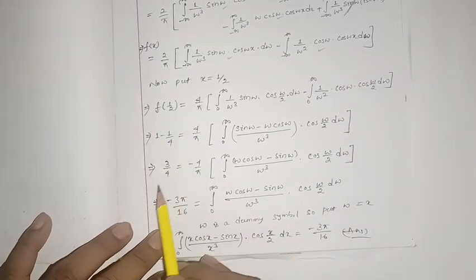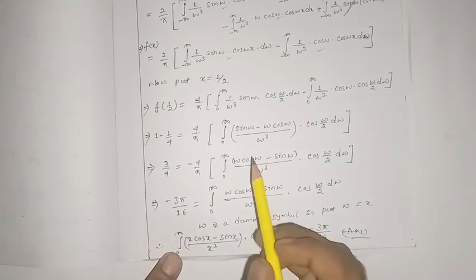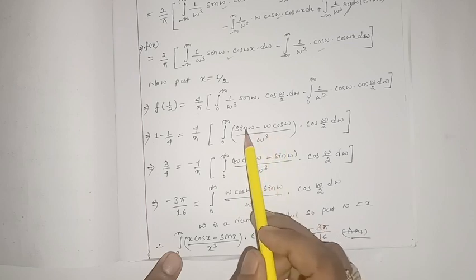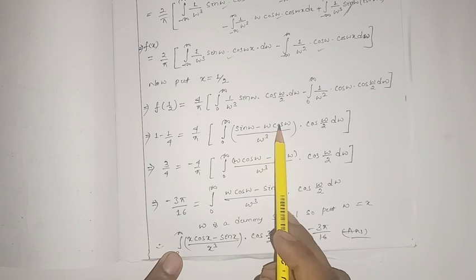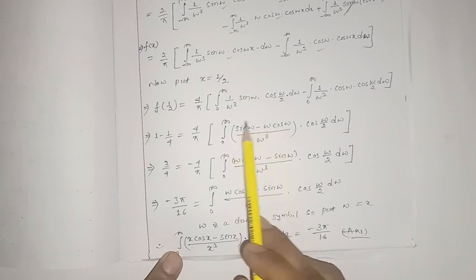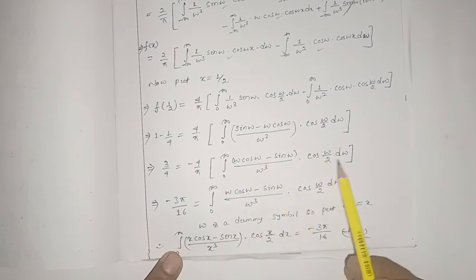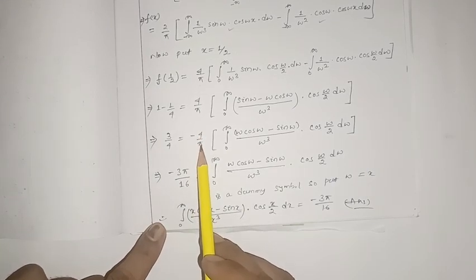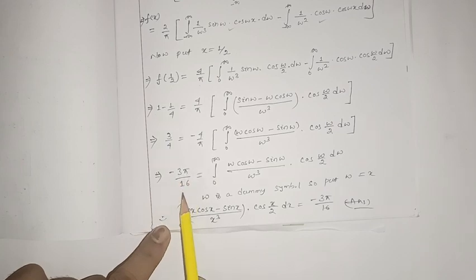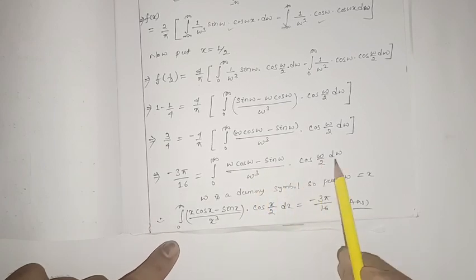So here 1 minus 1 by 4 is 3 by 4 is equal to, here I taken minus common from these two terms. So it will be minus 4 by pi, 0 to infinity. Here this term will be written first, omega cos omega minus sin omega by omega cube cos omega by 2 d omega, right? So here minus 4 by pi, if I take this side, it will be minus 3 pi by 16, 0 to infinity, omega cos omega minus sin omega by omega cube cos omega by 2 d omega.